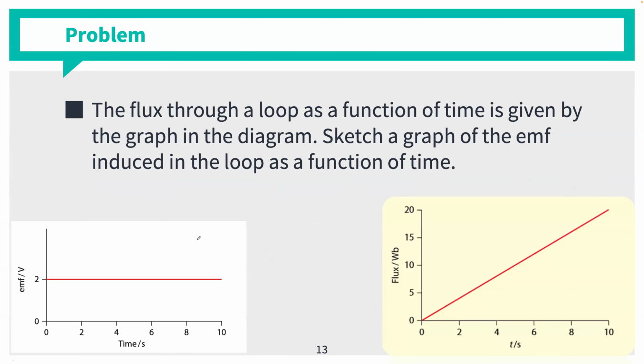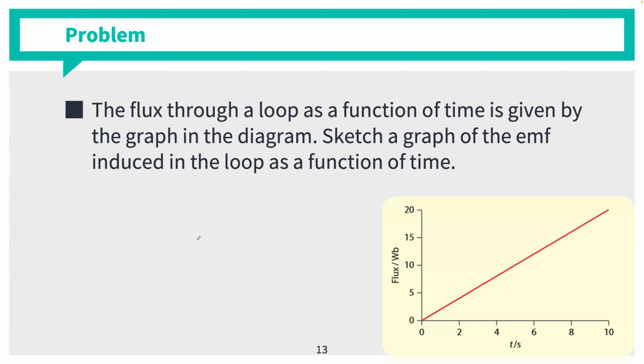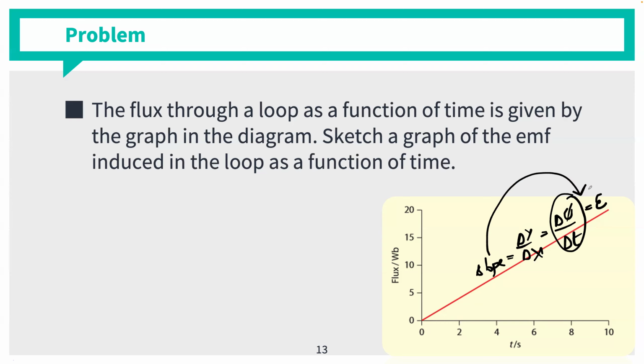I'll share this PPT. Okay, so the flux through a loop as a function of time is given by the graph in the diagram. Sketch a graph of the EMF induced in the loop as a function of time. So the question here is they have given you flux versus time. So what does the slope give you? Slope is basically your change in y by change in x. Change in y is your change in flux. Change in x is change in time. And we know that change in flux by time is called EMF. That means slope gives you EMF.